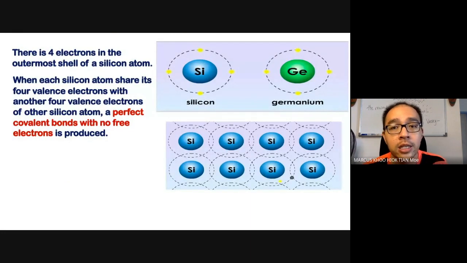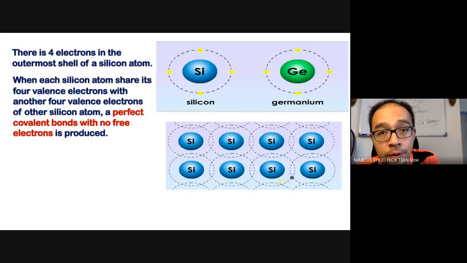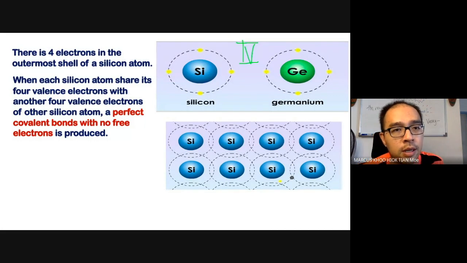So in silicon and germanium, because they are in group 4, or group 14, depending on how you number it, we know that the valence electrons are 4 on the outside. Germanium will also have the same thing: 4 valence electrons in the outermost shell. So because of that, it is able to form a covalent bond with one another with no free electrons. Oh no, this is chemistry, yucks.